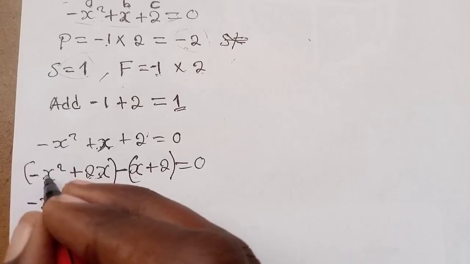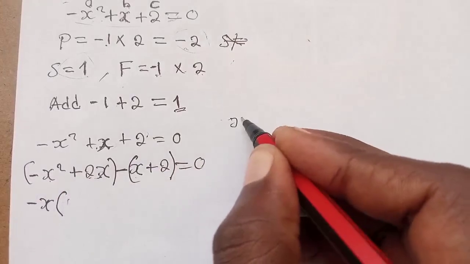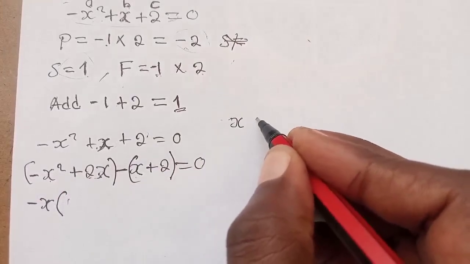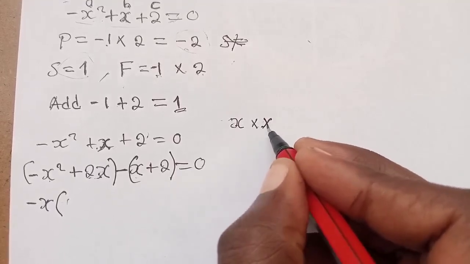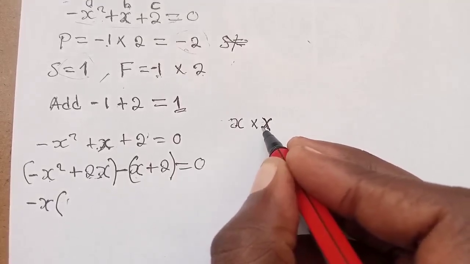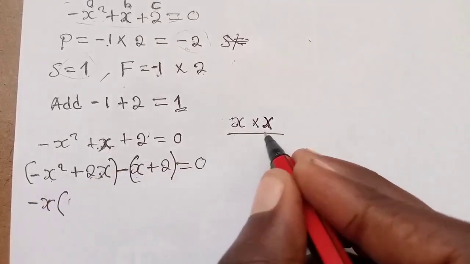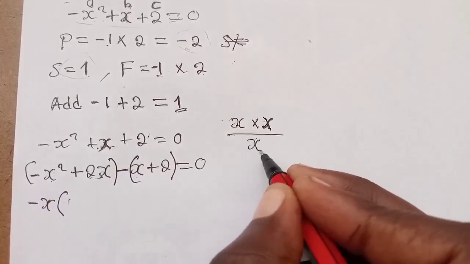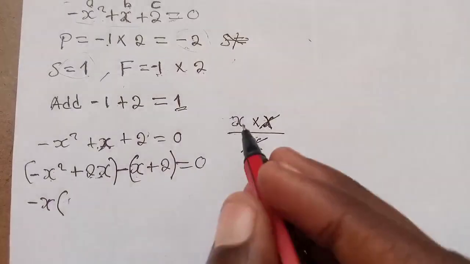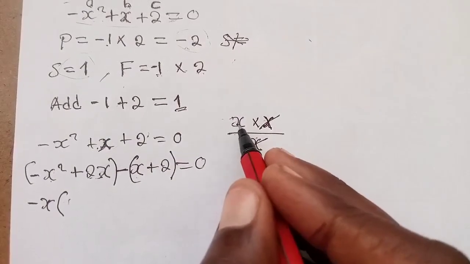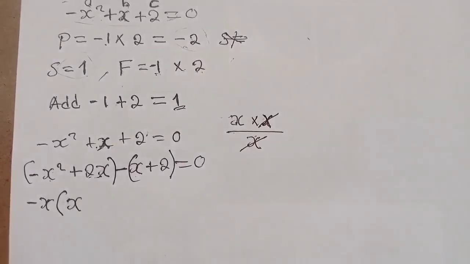Then this x will cancel that x. There are two x's here, like for instance x multiplied by x is x squared, then we are dividing by x. So this x goes and that x goes, so what we are going to remain with is x, like that. So we put x.